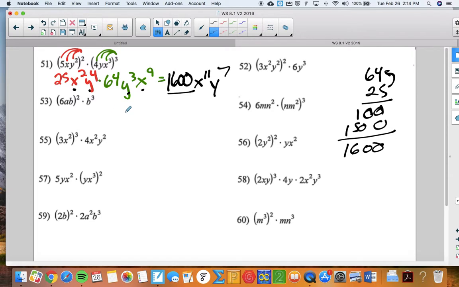I don't know. Anything else you guys want me to do? What? What's that? Okay, 58. All right. So we get 8 x to the third, y to the third, times 4y times 2x squared y to the third. So you got to sprinkle first, folks, and then we can multiply the plain old numbers together, and that gives us 64.